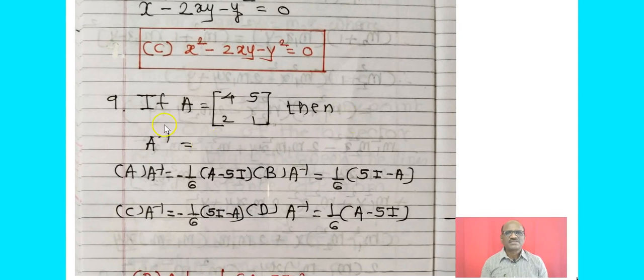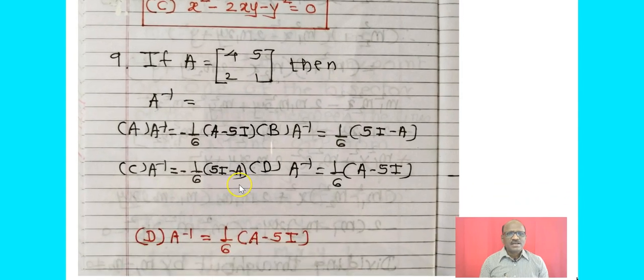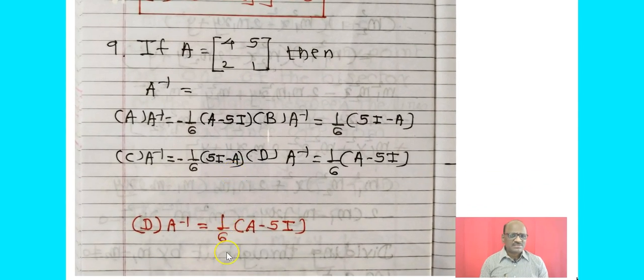Now the next question is from matrices. That is, if A is equal to [4, 5; 2, 1], then what is the value of A inverse? First of all, we will find its determinant, that is 4 into 1 minus 5 into 2, and the value is minus 6. Now here is 1 by 6. Next, find its inverse. How to find it? By using the inverse method we can find its inverse.